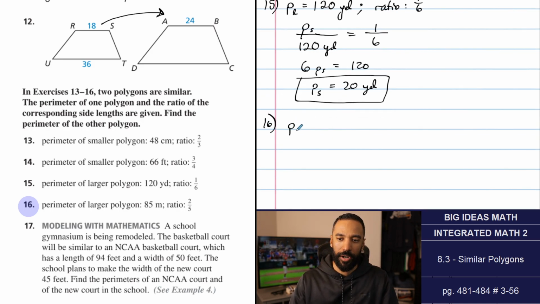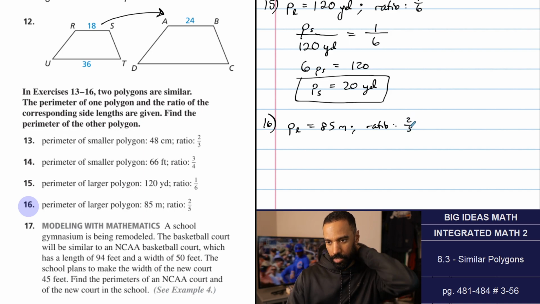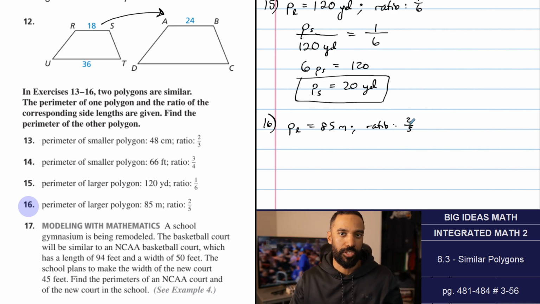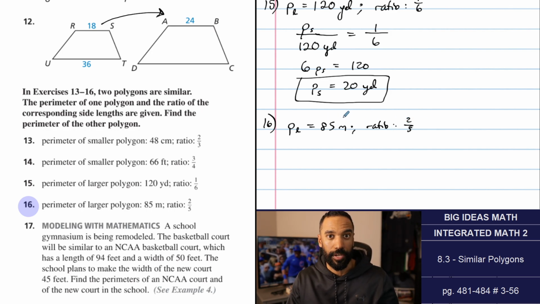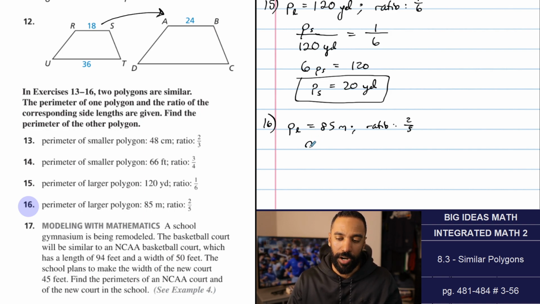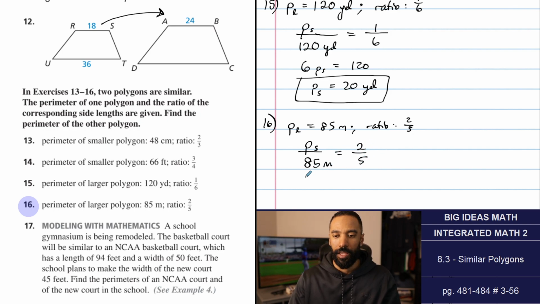Okay, so perimeter of larger is 85 meters. Ratio is 2 to 5. So literally, here's what I can do. The smaller one is 2/5 that of 85. So I can figure that out too. I think it's going to be 34. But perimeter of smaller over 85 meters equals 2 to 5.